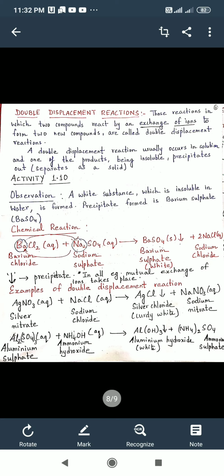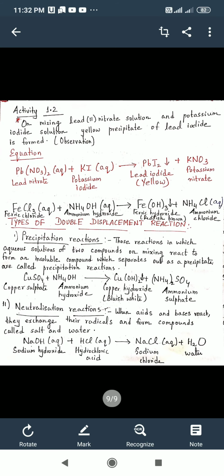One is silver nitrate solution with NaCl, both colorless. On mixing we get a curdy white precipitate of silver chloride. The second example is aluminum sulfate. On mixing with ammonium hydroxide we get a gelatinous white precipitate of aluminum hydroxide. Again, in both the reactions we find there is mutual exchange of ions.